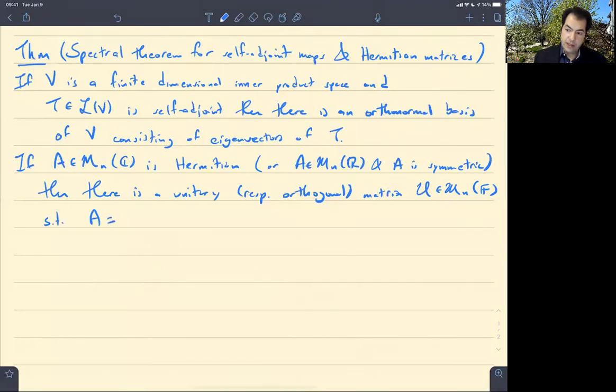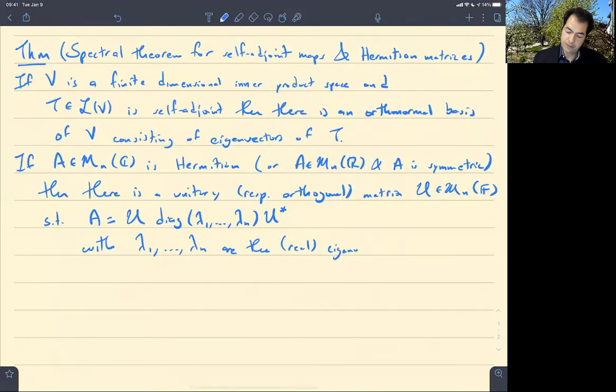such that A is equal to U times the diagonal matrix with diagonal entries lambda1 through lambda n being the eigenvalues of A times U star, where lambda 1 through lambda n are the necessarily real eigenvalues of A. So that is the spectral theorem. It's one of the most important theorems in this class.